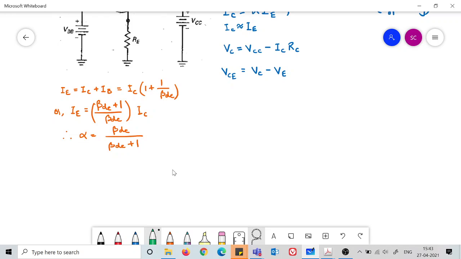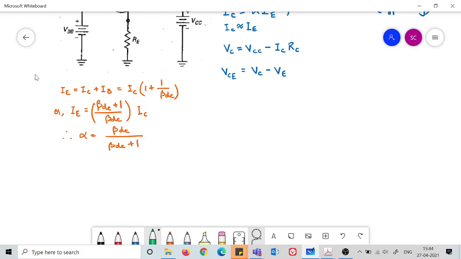In a particular configuration, whatever IB you are able to calculate, you can multiply it with beta and get IC. Whatever IE you may be able to calculate, you can multiply it with alpha and get IC. That's why these two parameters are given by the manufacturer, because in particular configurations it will be easier to calculate either IB or IE straight away by looking into the circuit, and when you have calculated IB or IE, you will be able to get IC.